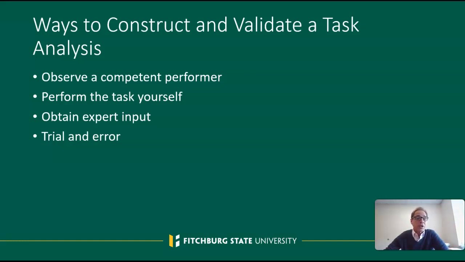We could also obtain expert input, so basically ask someone who we know is qualified and competent at completing the task, what are the steps that are involved in this task? Or we can just do it through trial and error, putting together our task analysis, seeing how it actually goes, and making changes and modifications as we go. Realistically, we may find that this trial and error may play a role in some of the other ways of constructing a task analysis as well, because we have to make sure that the analysis that we've developed maps on to what's reasonable for our learner. And if we find that it's not, we may need to make changes.